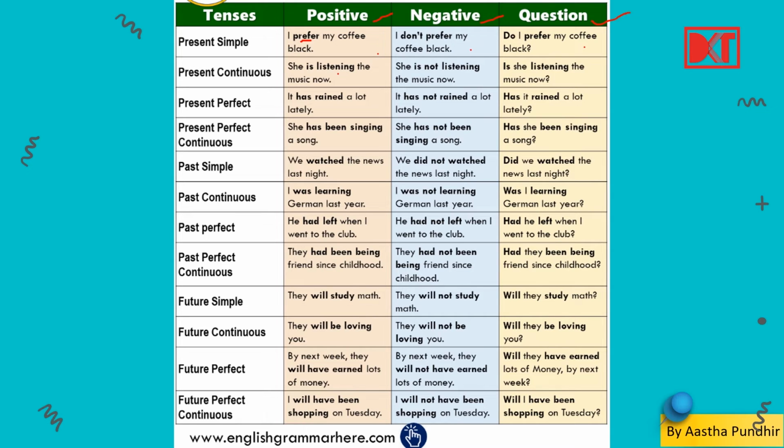Present continuous, we have ing: she is listening the music now, she is not listening the music now, is she listening the music now? For present perfect again, we have V3 and has rained. It has rained a lot lately, it has not rained a lot lately, has it rained a lot lately? Then for present perfect continuous again we have ing form but has been. So she has been singing a song, she has not been singing a song, has she been singing a song? Now these are just examples.